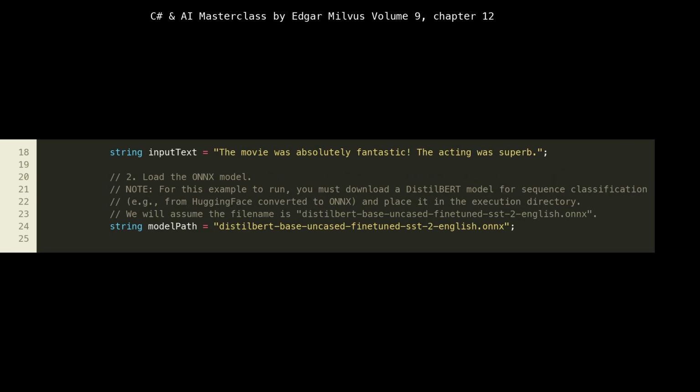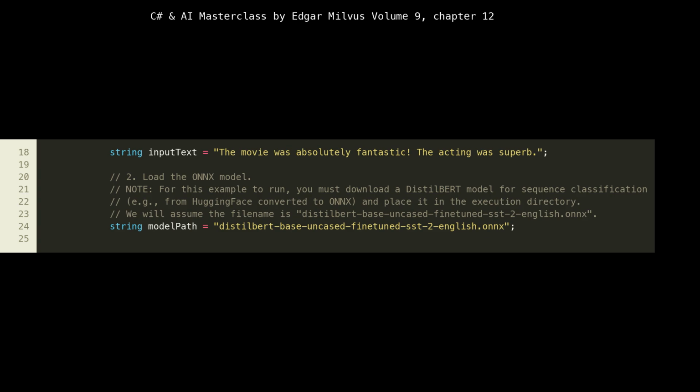At lines 18 to 25, we define our input text and the path to our ONNX model. The input text at line 18 is the piece of text we want to classify. This is our raw data, the starting point of the pipeline. Crucially, at line 24, we specify the model path. This highlights a key architectural decision: we are using a pre-trained ONNX model. This means the heavy lifting of model training has already been done, and we are leveraging a highly optimized, portable format for inference. The note at lines 21 to 23 is vital.